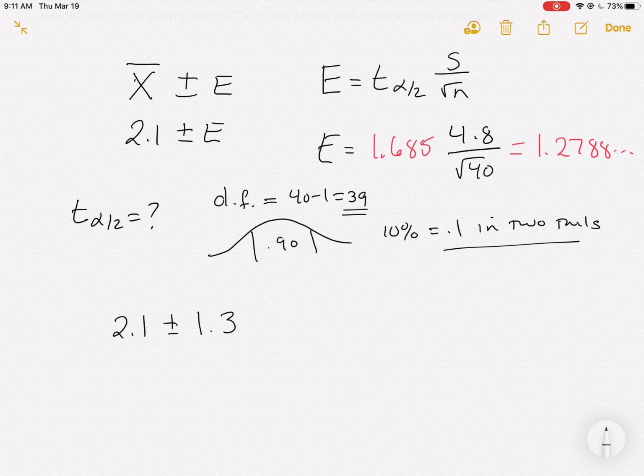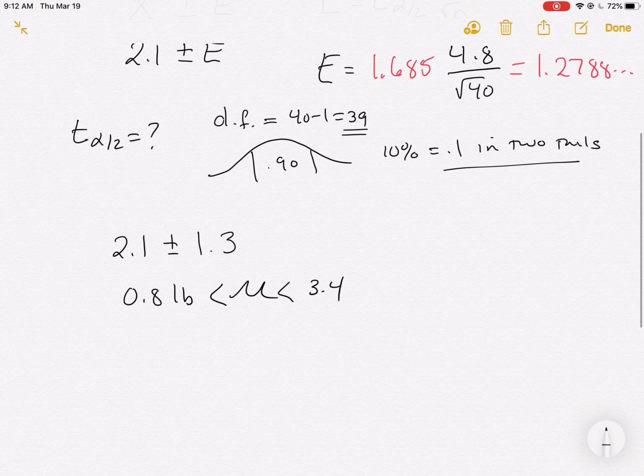So if I take the 2.1 minus the 1.3, I get a low value of 0.8 pounds. Less than, and I get a high value if I add it of 3.4 pounds. Now what is that range trying to estimate? It's trying to estimate the population mean. We know what's happening for the 40, so we know their X bar was 2.1, but we have no idea what it'd be for every Atkins weight loss person. So anybody on the Atkins weight loss, we're expecting the average weight loss to be above 0.8 pounds, but less than 3.4 pounds.